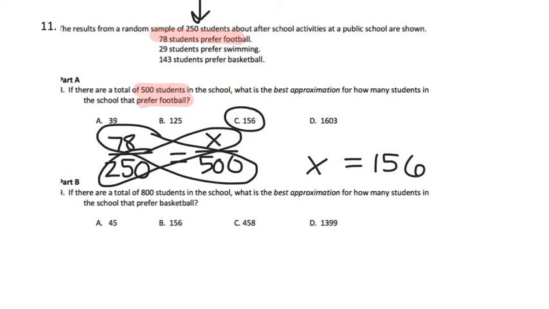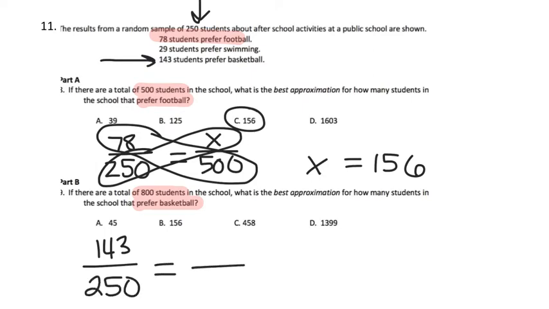All right, for part B, same situation, just this time they would like to know who would prefer basketball out of 800. Well, we would need to go back to the top and get the theoretical first. How many chose basketball out of the first survey? Hopefully you see that was 143. How many was surveyed? 250. Okay, now let's set up our second ratio.